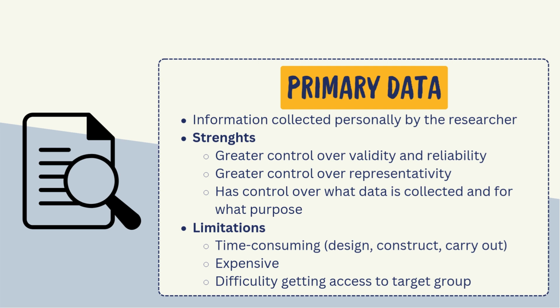Moving on to primary data, that's information collected personally by the researcher. The strengths are that because the researchers choose what research method to implement and how they implement it, they have greater control over validity and reliability. They also choose the sample of people from the population, so they have greater control over representativity. And they have control over what data is collected and for what purpose, so it's more likely to align with their research intentions, which is not the case in secondary data, as we'll see.